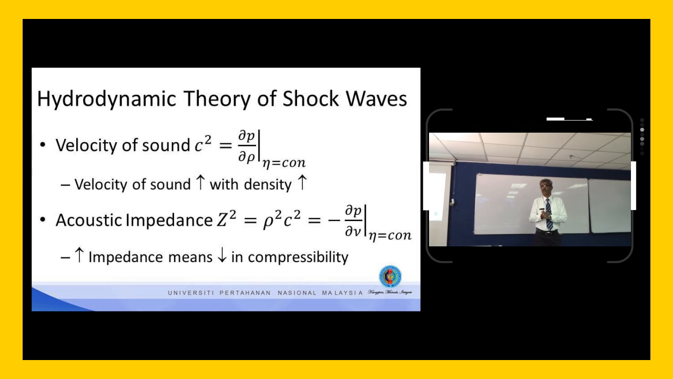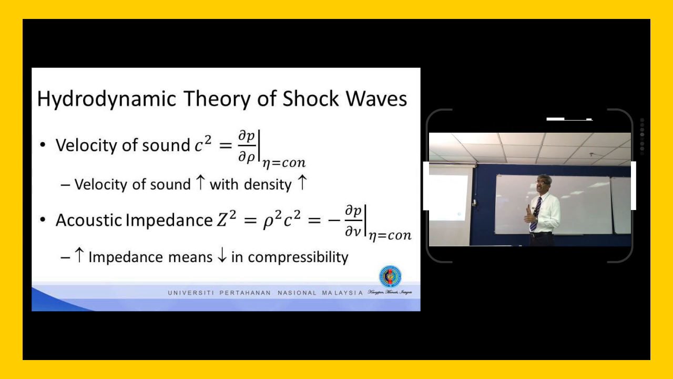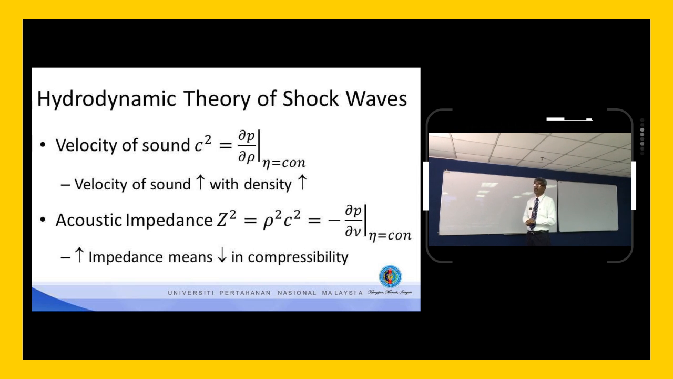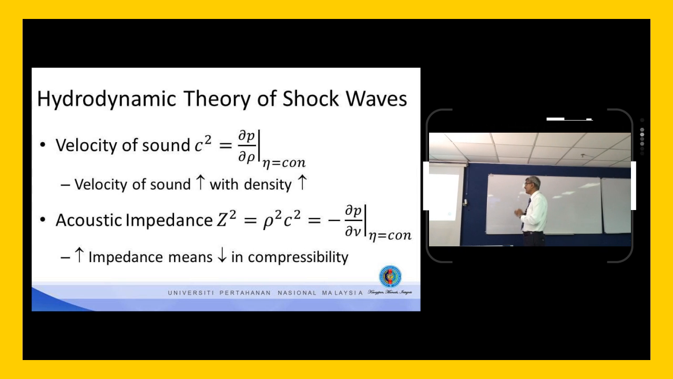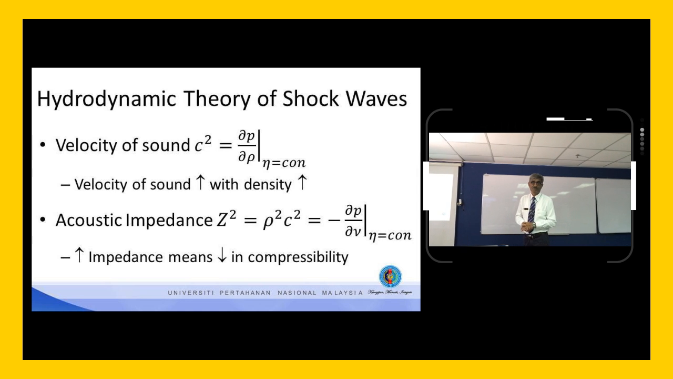Now, this is our common observation that the rate of change of pressure with respect to density, or in other words, partial P by partial rho, when we keep entropy constant, is some positive quantity. It remains always positive, and we can call it the square of the velocity of sound. Now, velocity of sound increases with increase in density.